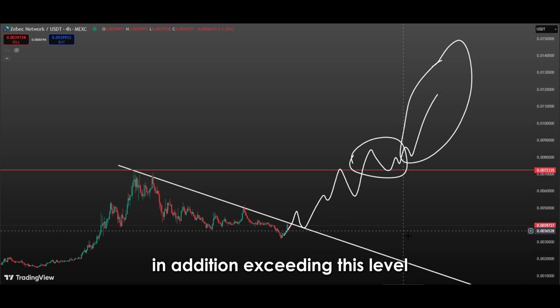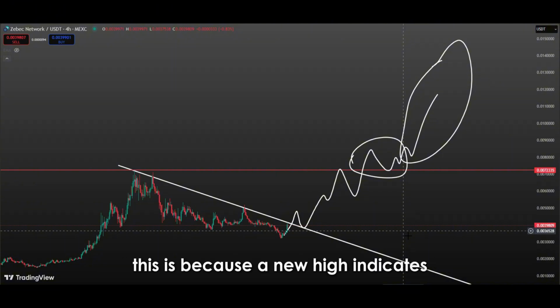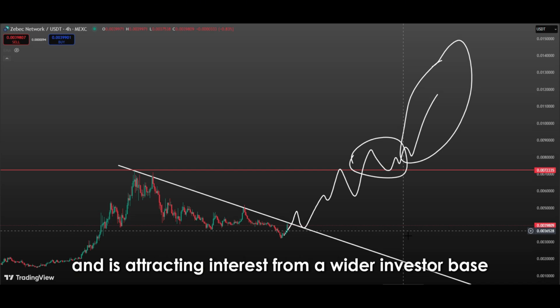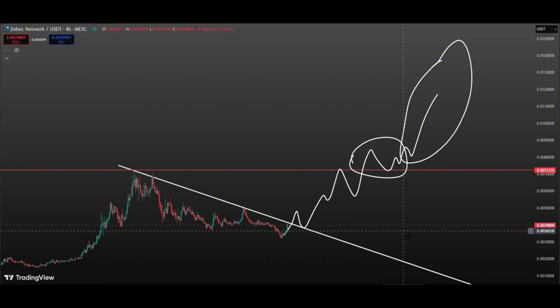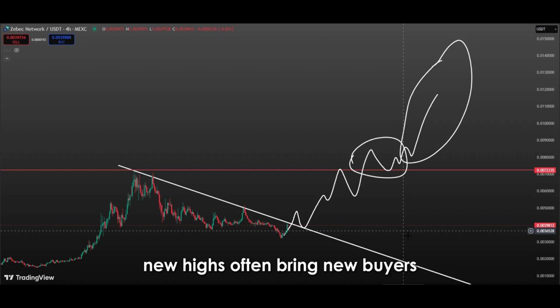In addition, exceeding this level may offer significant opportunities not only for short-term traders, but also for medium and long-term investors. This is because a new high indicates that the price is now transitioning to a stronger market structure and is attracting interest from a wider investor base. This means increased volume, greater market depth, and more stable price movements. New highs often bring new buyers.